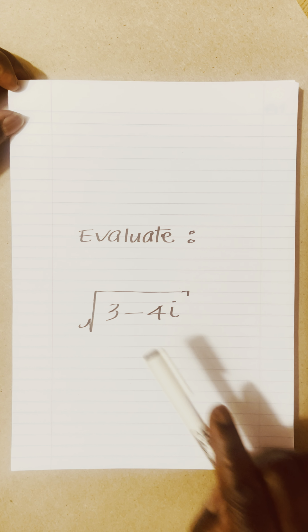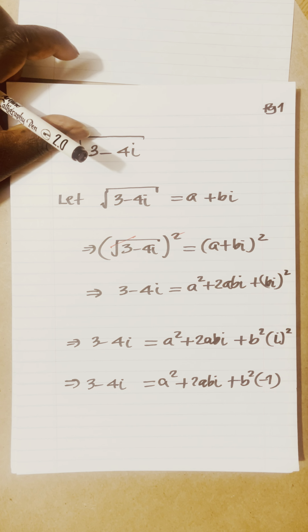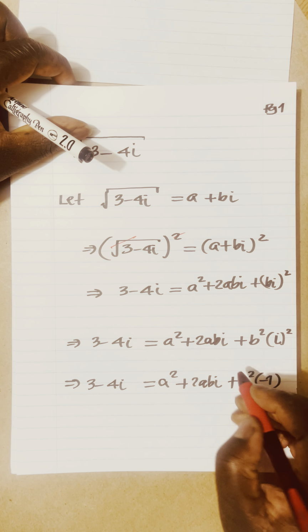Now, in terms of complex numbers, i squared actually should be equal to minus 1. So basically we are saying 3 minus 4i is equal to a squared plus 2abi plus b squared times minus 1. So i squared equals minus 1. Always remember this when it comes to complex numbers. Let me write it using a red pen here. I think this one will be darker. You must always remember that i squared is always equal to minus 1. So that's a very important concept to remember in complex numbers.